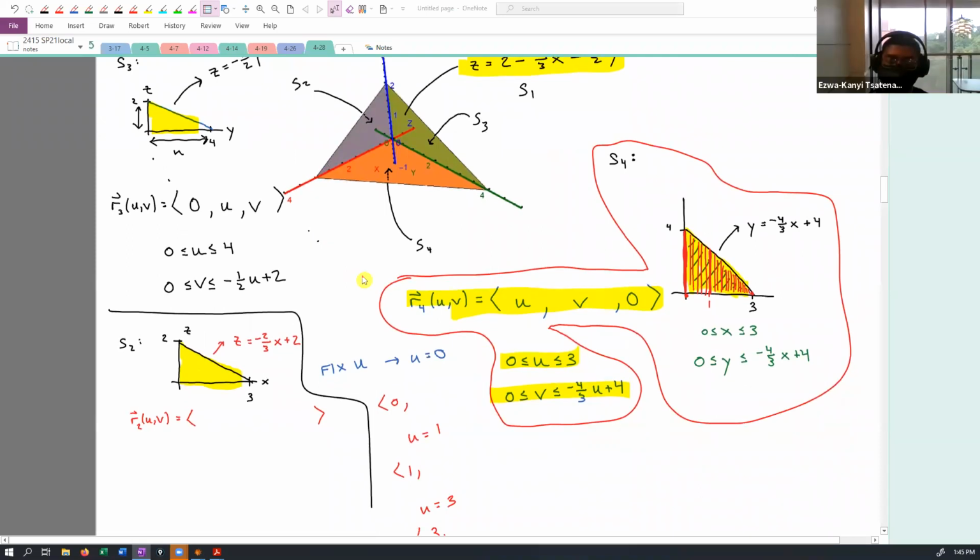I think I got this. Go for it. I got that the two-dimensional graph for this is z versus x, and it's a slope, or z equals -2/3 x plus 2. And then the equation for the vector function r2 of u, v equals: the components are u for the x, 0 for the y, and v for the z, bounded between 0 and 3 for u, and between 0 and -2/3 u plus 2 for v.